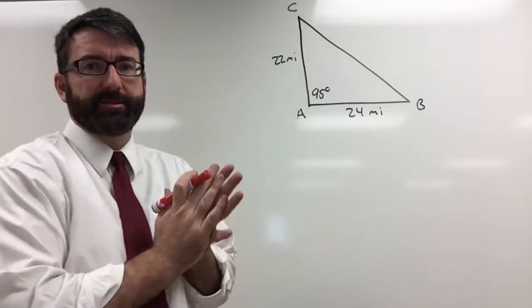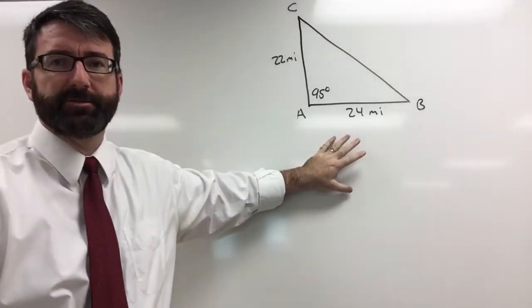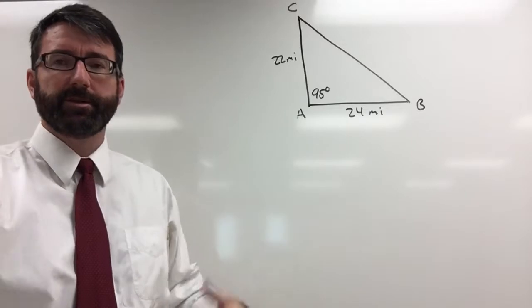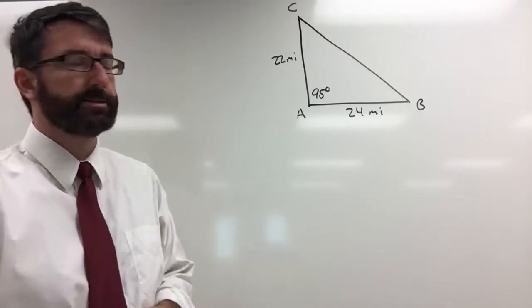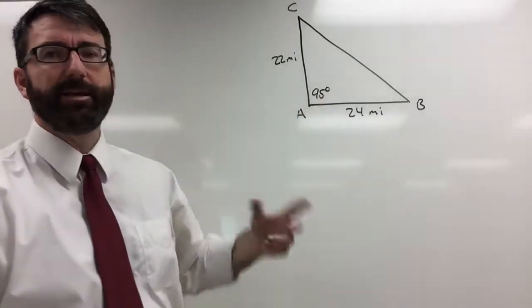All right, this problem asks us to solve this triangle. The first thing we're going to notice about this triangle is that it's not a right triangle, so we can't use SOHCAHTOA. We need to use either the law of sines or the law of cosines. We know two sides and the angle in between them.